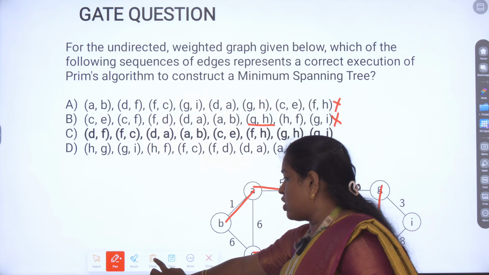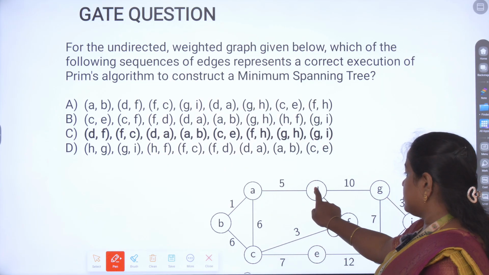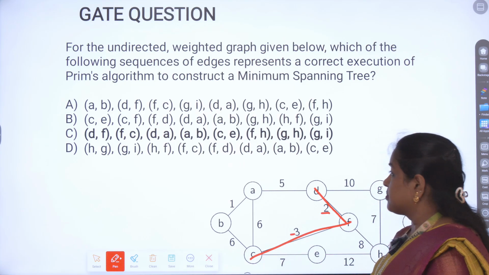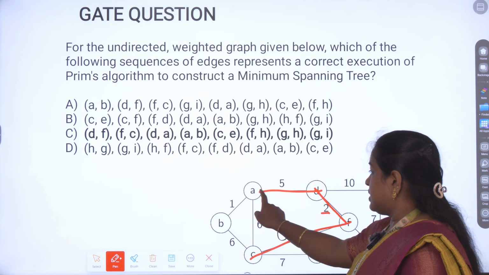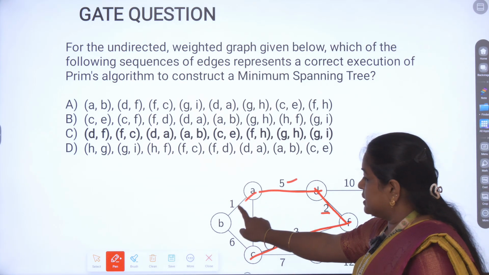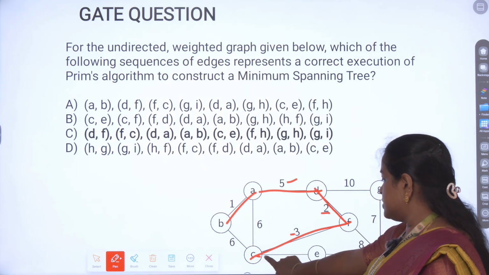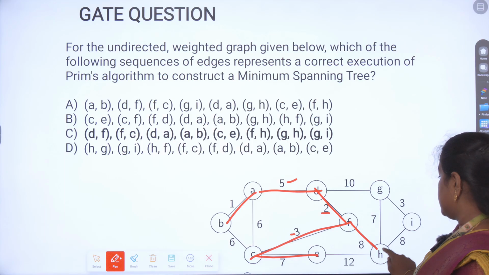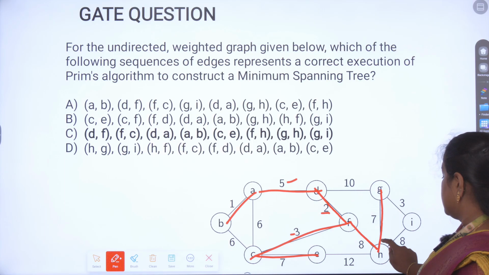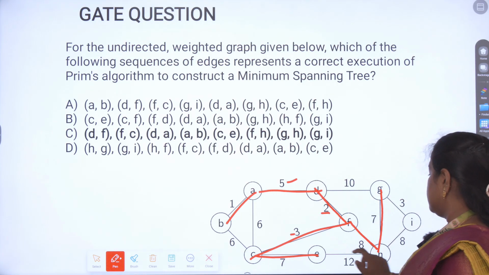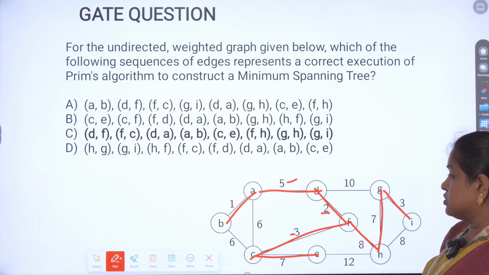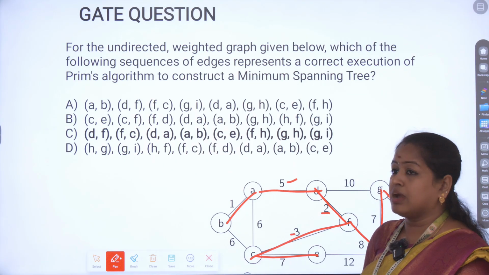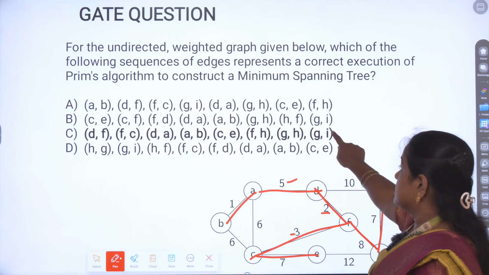Okay, so next option C. I am going to travel from D to F. It is only 2. Then F to C 3, then D to A 5, then A to B 1, then C to E I am traveling, from F to H I can travel, and from G to H, and there is H to G, and G to I. This way if you travel, you can travel all the points and there is no point that we haven't traversed. Every point we have traveled. So this is the option.